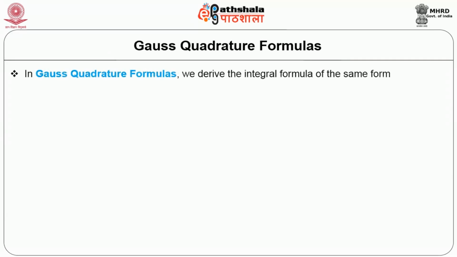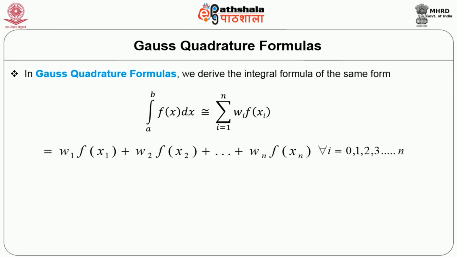So now let us look at the Gauss Quadrature formulas. Gauss Quadrature formulas are of the form integral from a to b of f(x) dx as w1 f(x1) plus w2 f(x2) plus so on wn f(xn), that is sigma i equal to 1 to n of wi f(xi), where our weights as well as abscissas are unknown. So we derive the abscissas and weights in such a manner that this formula is of highest precision possible. So this is of the type where abscissas are unknown as well as weights are unknown.